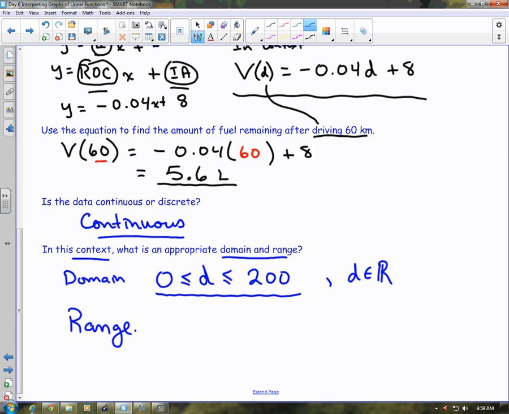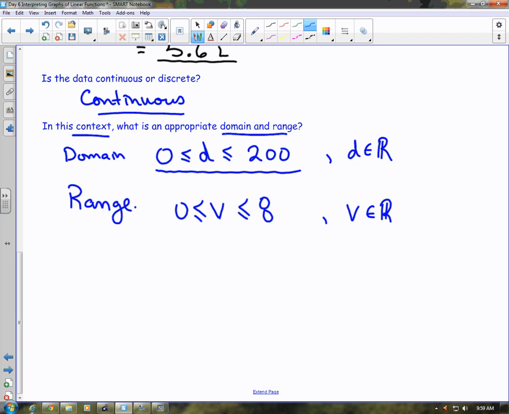So your volume, and again, you can use V here, is less than or equal to 8, and greater than or equal to 0. Okay, so that's the range, the limits of what that volume is. And again, if you want, we can say that V belongs to the set of real numbers. We can take any decimal value in between there.